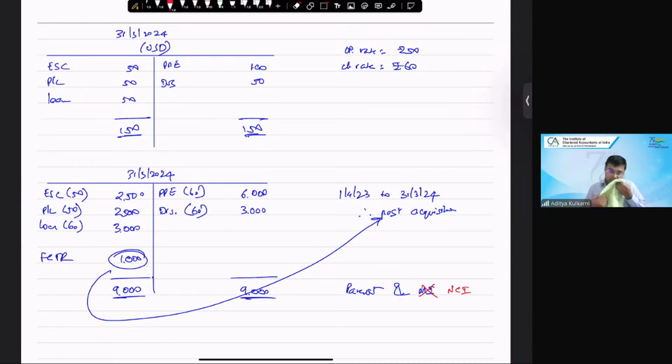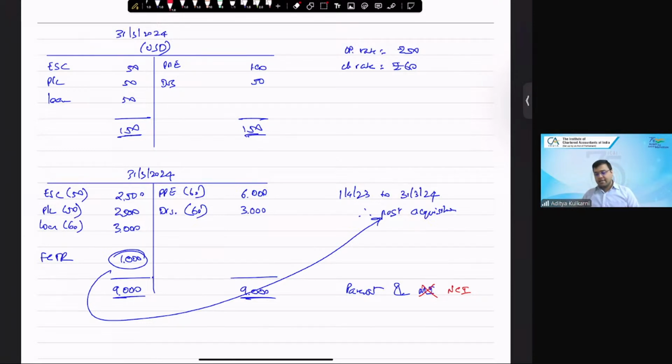Split between the parent and NCI. What is the reason? Sir, it's the total difference which has the right of other non-controlling interest also. Yes. The entire balance sheet of the subsidiary represents the assets, liabilities, incomes, expenses, reserves, not only of the parent but also of the NCI. And therefore, the FCTR also will have to be split between the parent as well as the NCI.